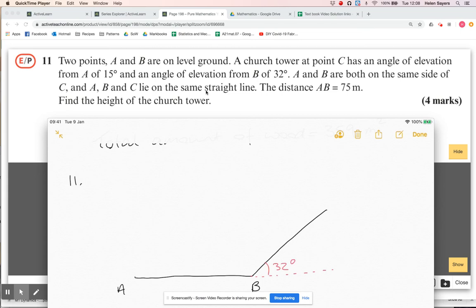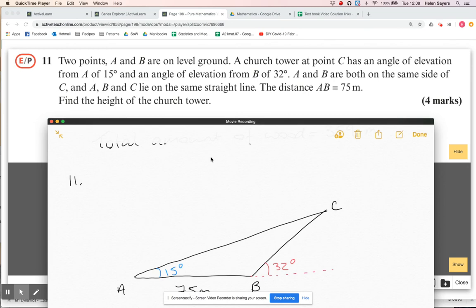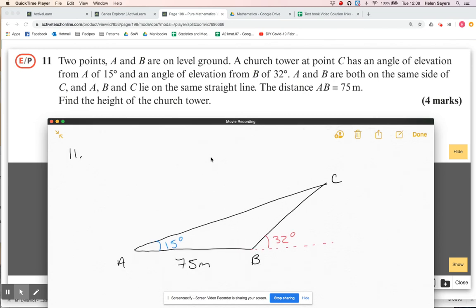And then similarly for A, the angle of elevation is 15. So a smaller angle. Again, that's not drawn to scale, but say that's 15 degrees, and then that's up to our church spire, is it? Church tower at C. And then the distance AB is 75 meters. A, B, and C lying on a straight line just means that they're flat, as you've drawn them on the page, on a flat surface.